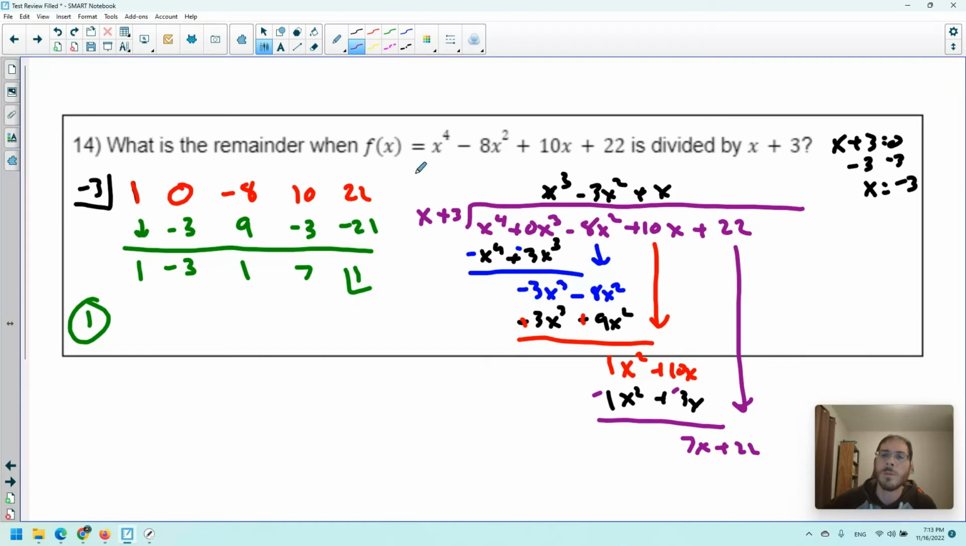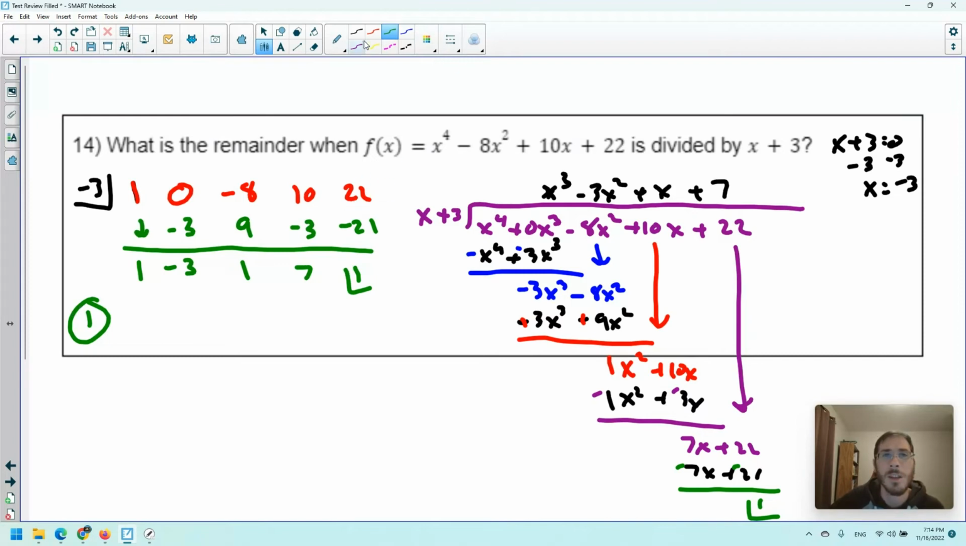Plus 22. For the last one, I got x. I got 7x, so I need 7. So 7 times that would be 7x. 7 times 3 is 21. I have to subtract them, so I have to switch the signs. And that's going to get me at 1 again. So I could get 1 that way too. That worked out. All right, nice.